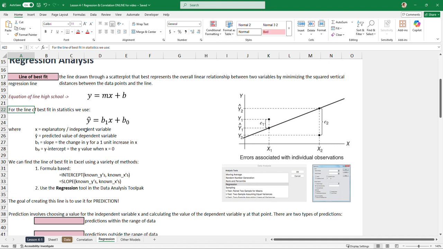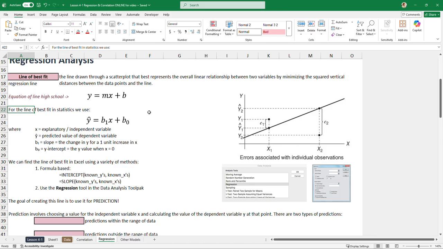Because y equals mx plus b represents any line, we want the line that has the smallest errors, the line of best fit. For that, we say that y hat, which means any predicted values for the dependent variable, is equal to b1, where b1 is the slope, times x, plus b0. b0 is the y-intercept. So basically, we just use all letter b's instead of using the letter m.